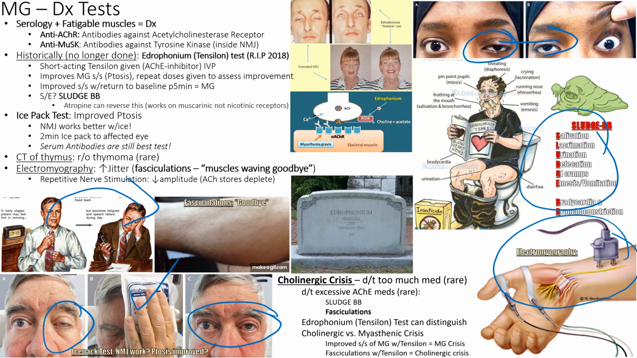Ptosis improved. Okay, so cholinergic crisis. That's kind of rare. It's when they take too much of their medications for myasthenia gravis, and that's obvious. And the idea with the myasthenia gravis medications on the next slide is to potentiate acetylcholine. Right, that's the whole purpose of them. So if you took too much of them, obviously you're going to get SLUDGE BB.